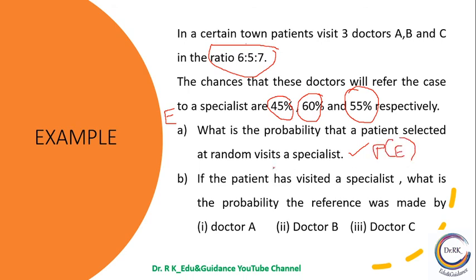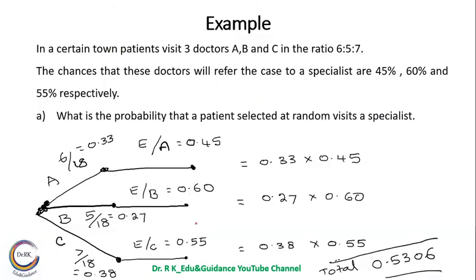Right? So total probability. In the second one, what we have to find is all combinations. What is the probability that a person visits a specialist? What is the probability that he is referred by Dr. A? Similarly, referred by Dr. B, similarly, referred by Dr. C. Right? So this is nothing but an application of Bayes theorem, or this problem can be solved with the help of Bayes theorem, right?